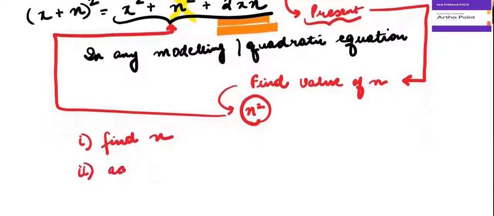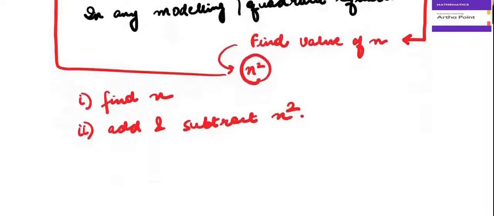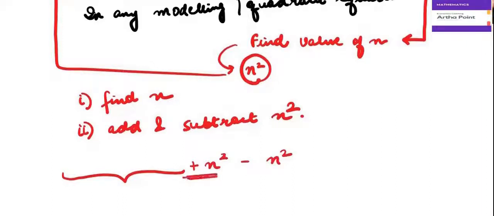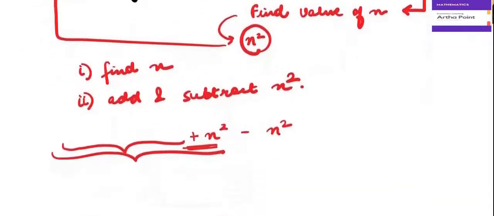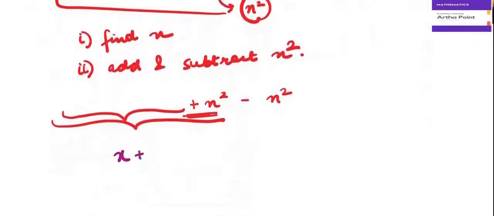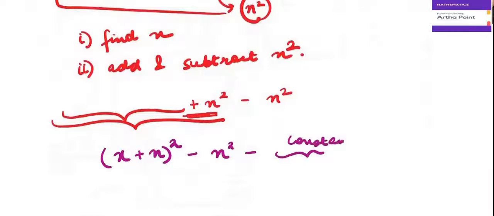Step 2, you will add and subtract n squared. So your equation will become whatever your given equation is, you will add n squared to it and subtract n squared from it. Once you have this n squared in the equation, you will rewrite this part as (x plus n) whole square. So this is the completing the square method. You have completed the square and you will have this n squared left and some constant left here.